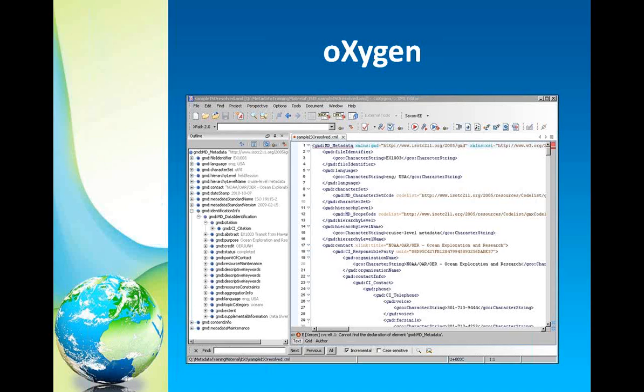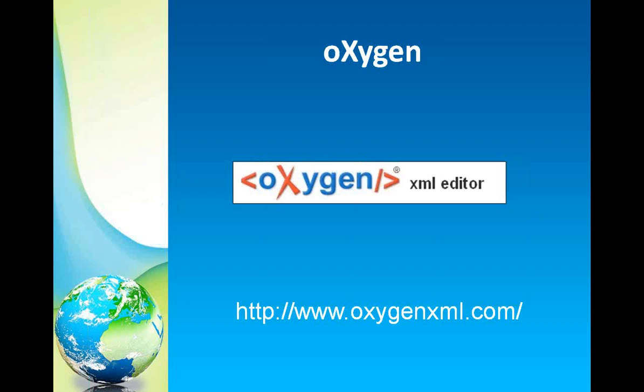The Oxygen XML editor is basically a cross-platform application, and it can be used on all the major operating systems like Windows, Mac, Linux, and Solaris, and it can either be used as a standalone or an Eclipse plugin. So that's some of the capabilities that are available with Oxygen as the XML editor.